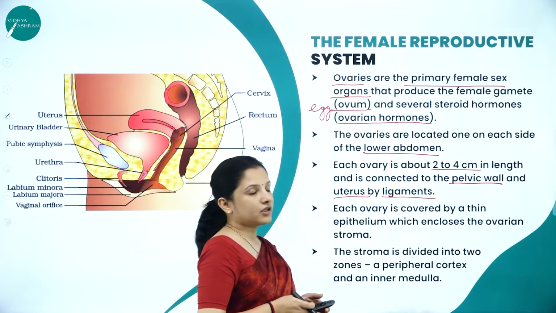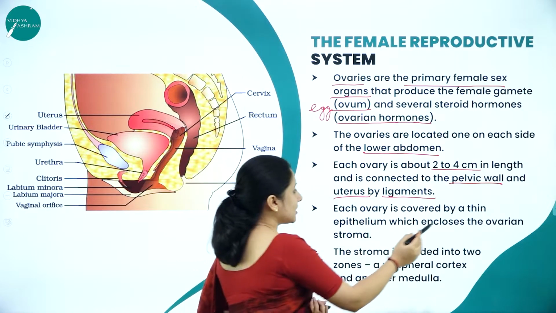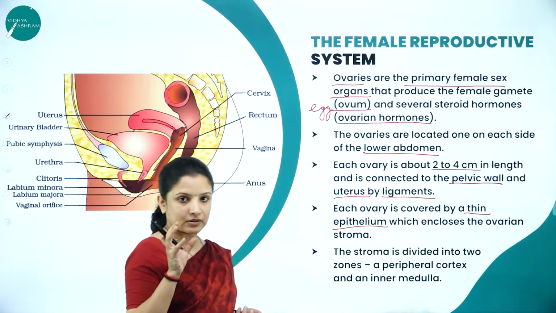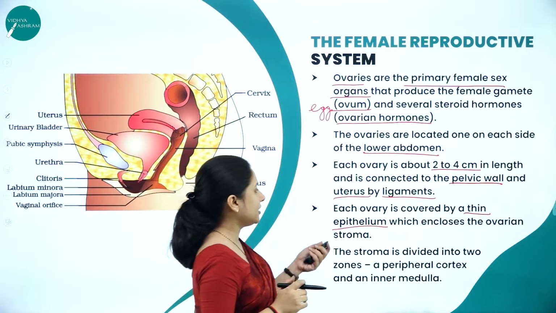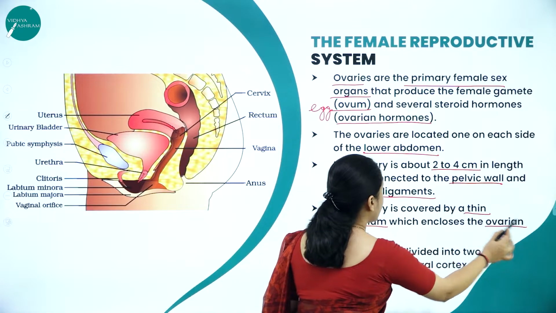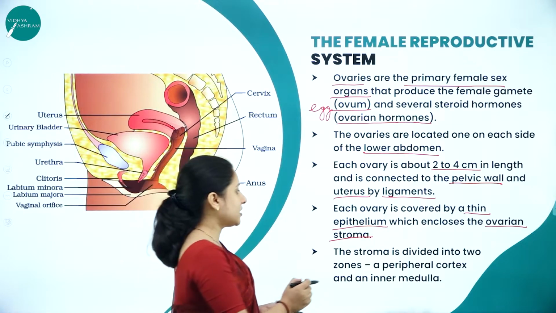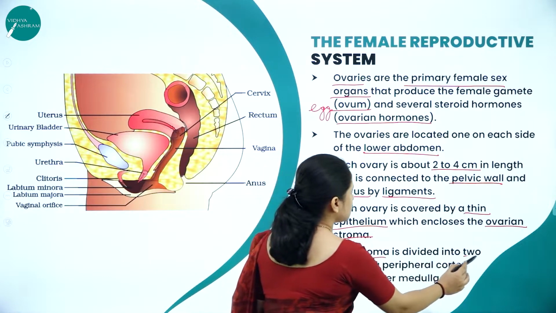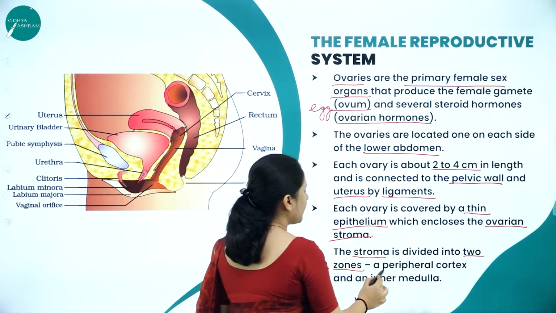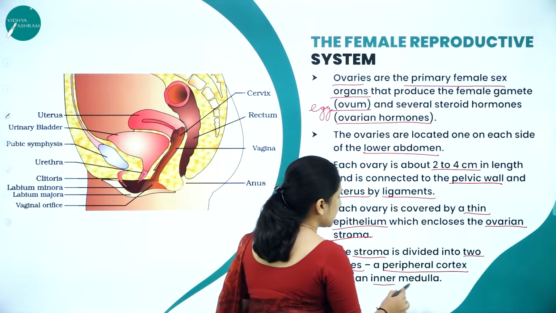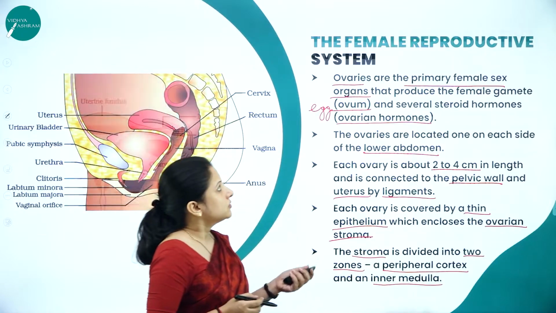And each ovary is covered by a thin layer of epithelium, and inside the thin layer of epithelium is the ovarian stroma. The stroma is again divided into two zones. One is a peripheral cortex zone and the other one is the inner medulla.